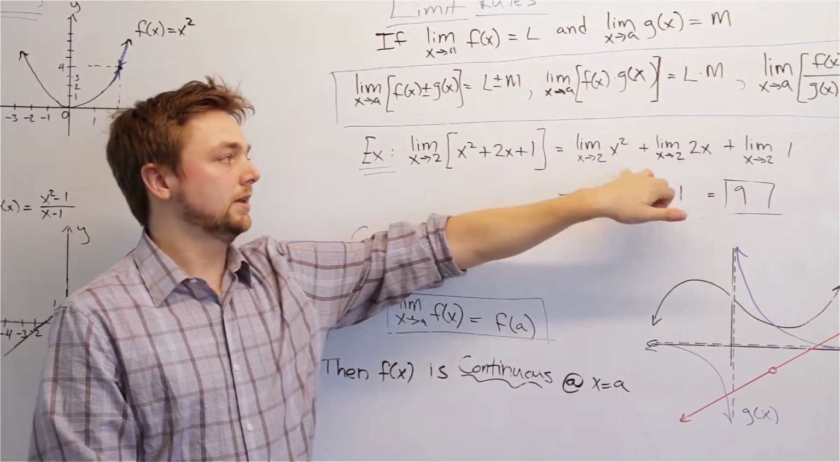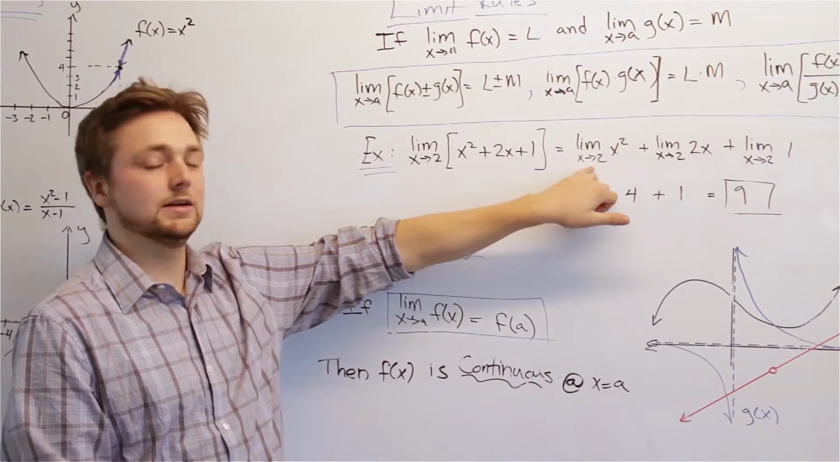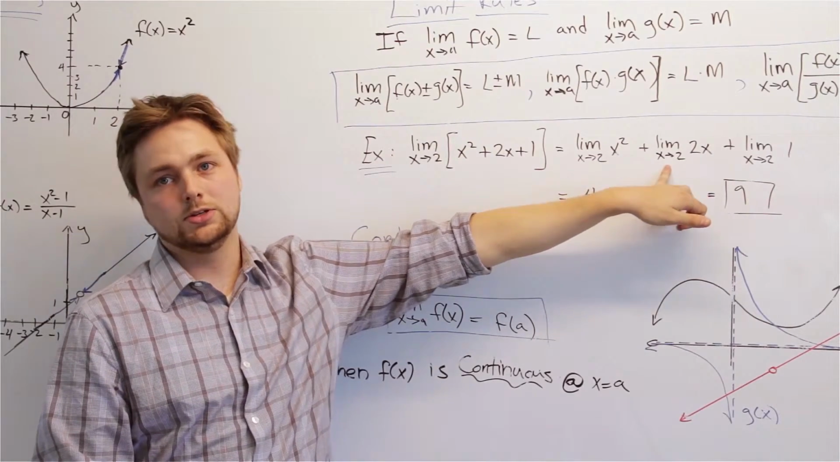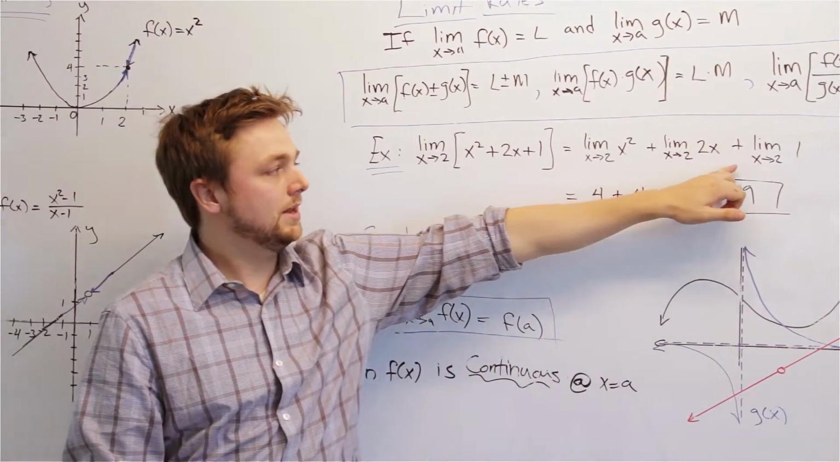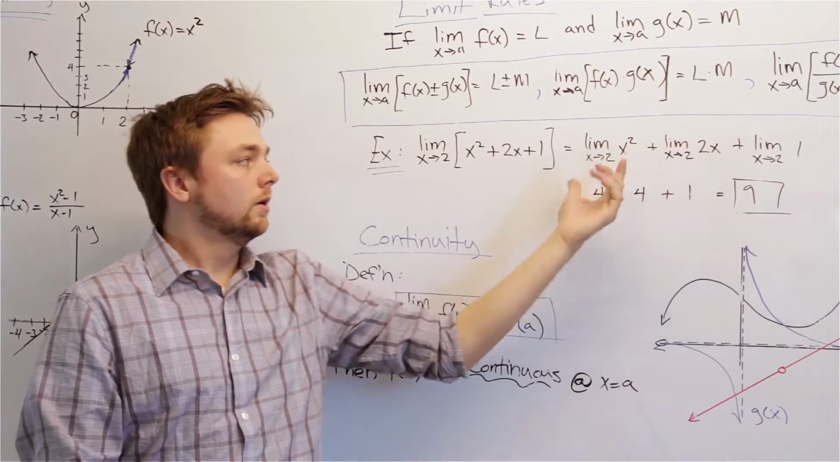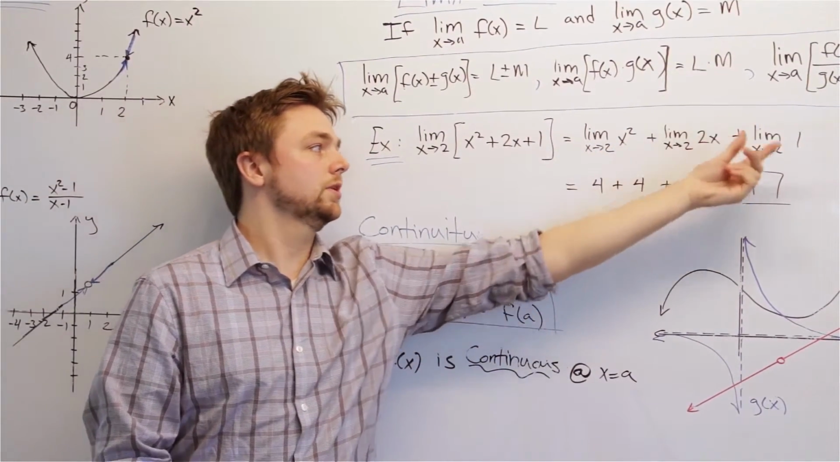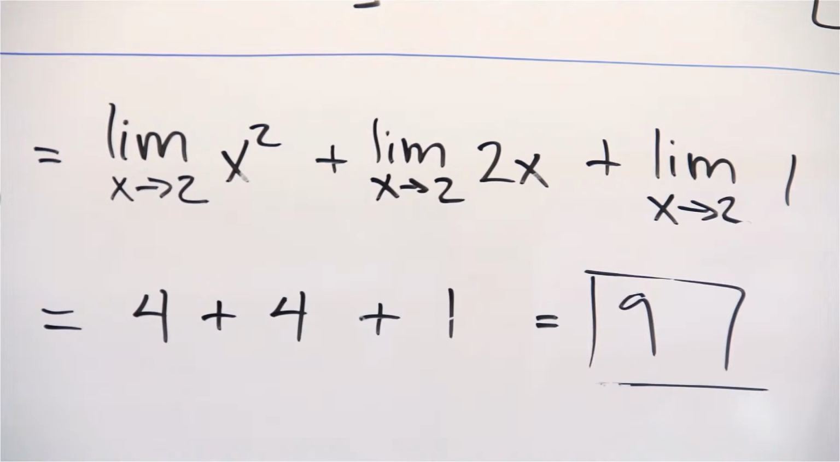So we can expand the limit across this sum, getting the limit as x goes to 2 of x squared, plus the limit as x goes to 2 of 2x, plus the limit as x goes to 2 of 1. We can now plug the value of x that we're interested in, 2, into each one of these terms, figure out the individual values and sum them up using our first rule. And in this case, we would get 9.